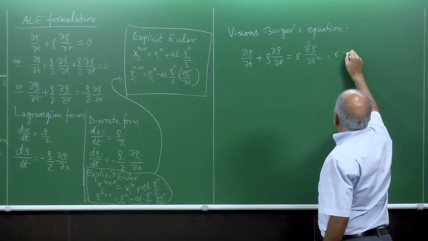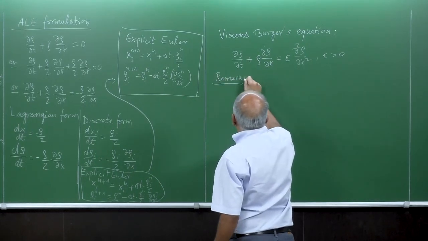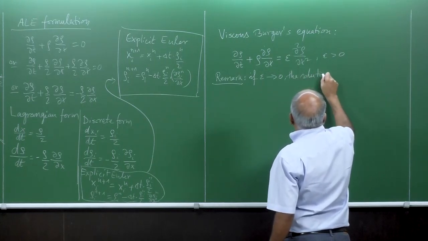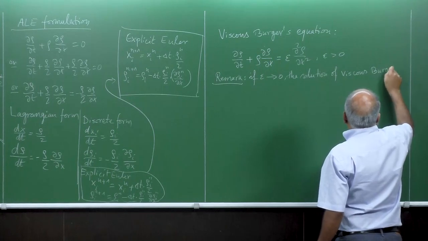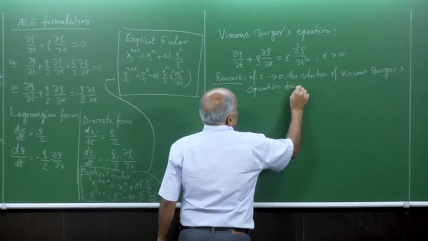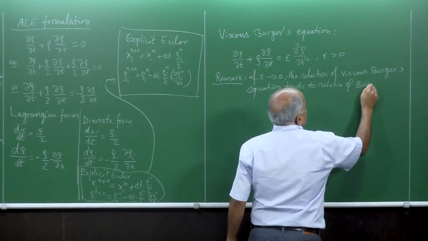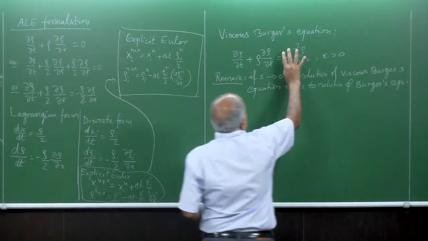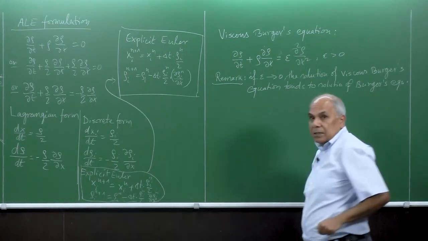So, epsilon is positive. So, remark, if epsilon tends to 0, the solution of Burger's equation tends to the solution of Burger's equation. So, if epsilon is very small, then we get exactly, or if it is 0, we cannot put 0, but should take very small, and then we get the solution of the original equation.